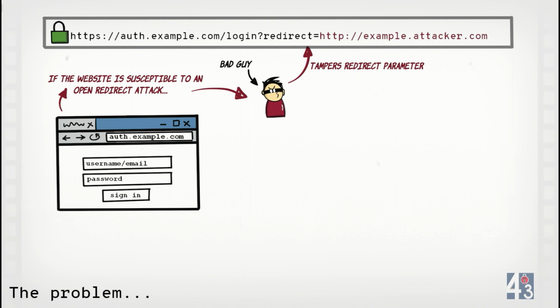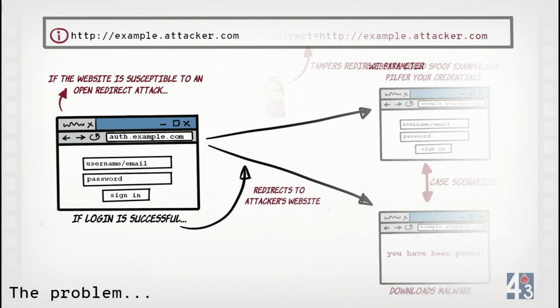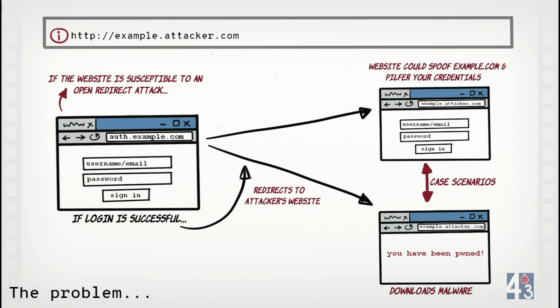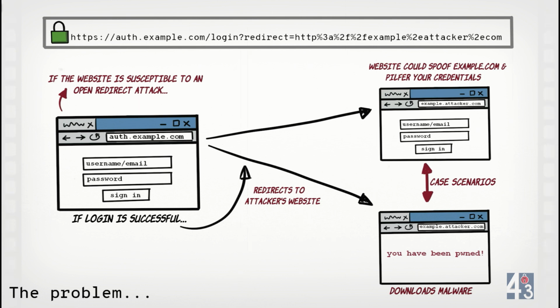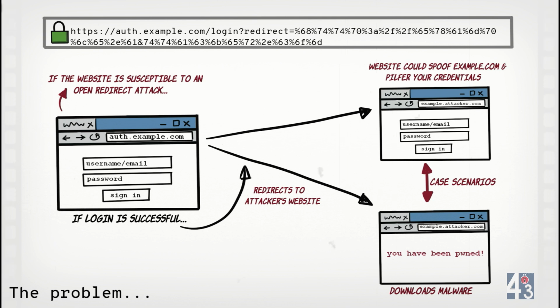Now, since the URL begins with https://auth.example.com, the link may look genuine. After logging in, you would be redirected to the attacker's website, http://example.attacker.com. And to make things worse, the attacker may make the URL look like this. So here the symbols are all URL encoded, and at times the entire redirect URL could be encoded too. And identifying a malicious intent in such URLs could be hard.